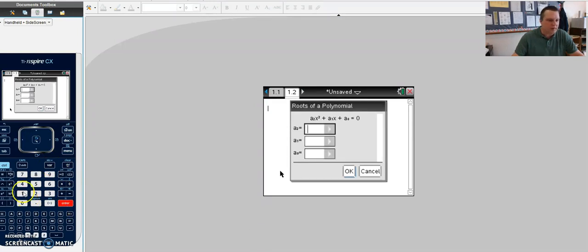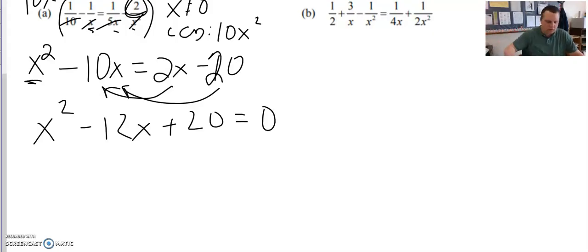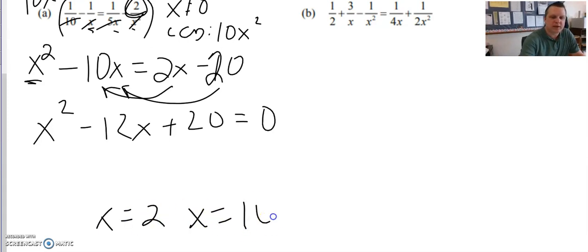So what do we have? We have 1, and then -12, and then 20. And then we're okay. Enter, enter. Look, you have 2 and 10. Oh, I forgot to snap. So we have x equals 2, x equals 10.